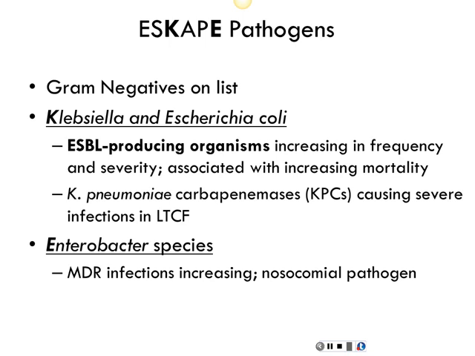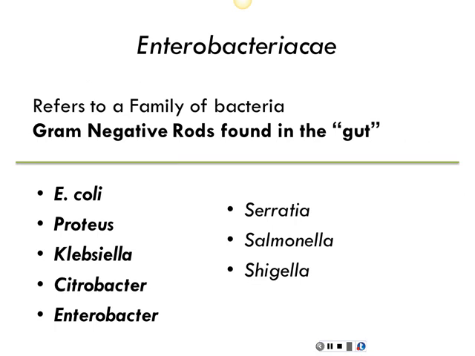Enterobacter species, great. So all these fall underneath your Enterobacteriaceae: E. coli, Proteus, Klebsiella, Citrobacter, Enterobacter, Serratia, Salmonella, Shigella. All these guys just live in the gut normally, but sometimes they can go outside the gut and become pathogenic. E. coli is also one of those things that we see that encodes for the Shiga toxin. And the Shiga toxin is what is associated with a lot of our foodborne illnesses.